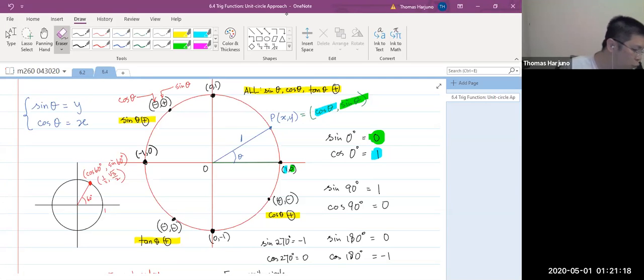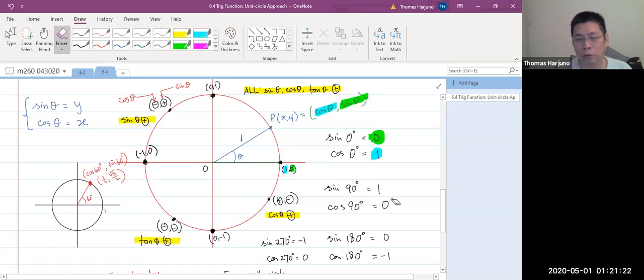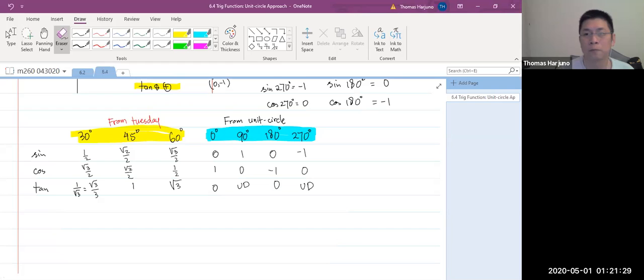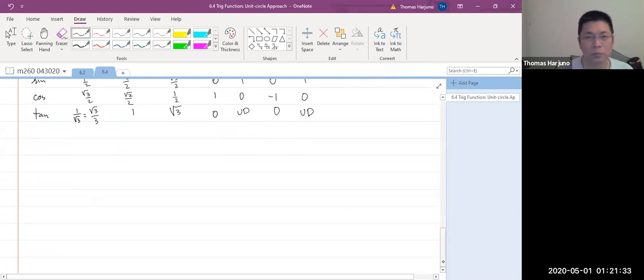Now, I want to go on, introducing to you a new terminology, which is not really new if you really did your trigonometry well. A new terminology called reference angle.